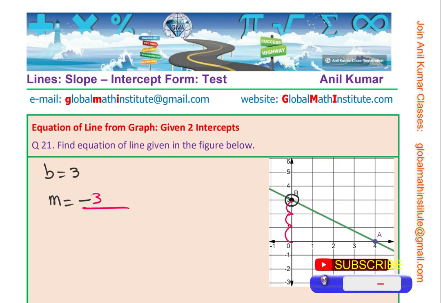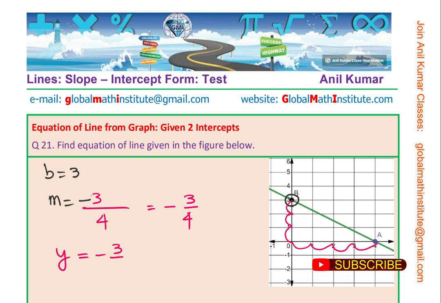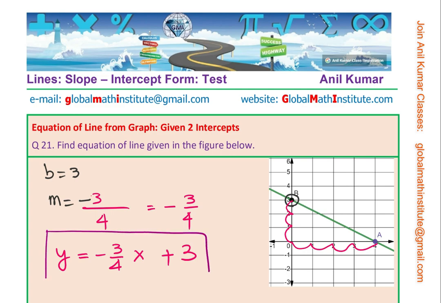And how much right are we going? 1, 2, 3, 4. 4, right? So we have a slope of minus 3 by 4. And therefore, the equation is y equals minus 3 over 4 x plus 3, right? So that is so simple to write down the equation of a line from the graph. I hope this concept is absolutely clear. Are you comfortable doing this, right?